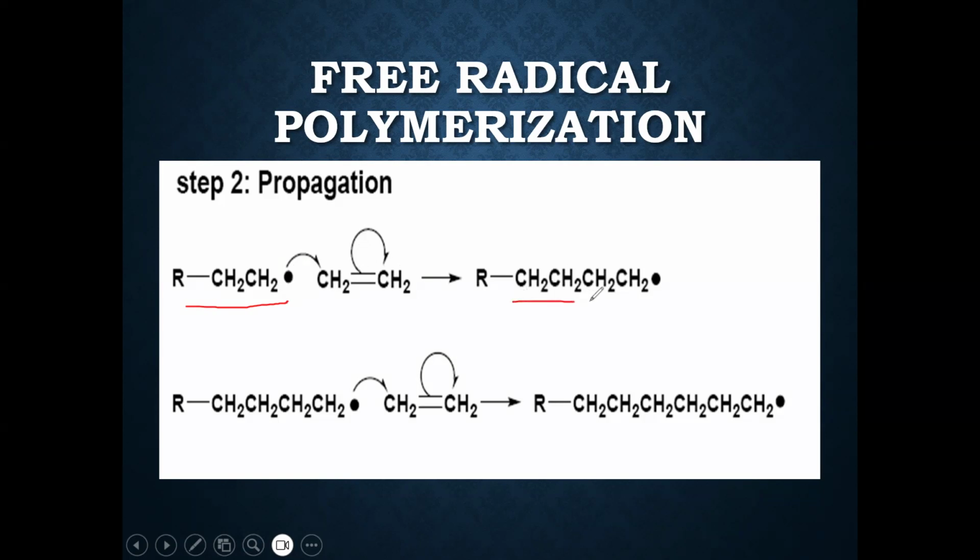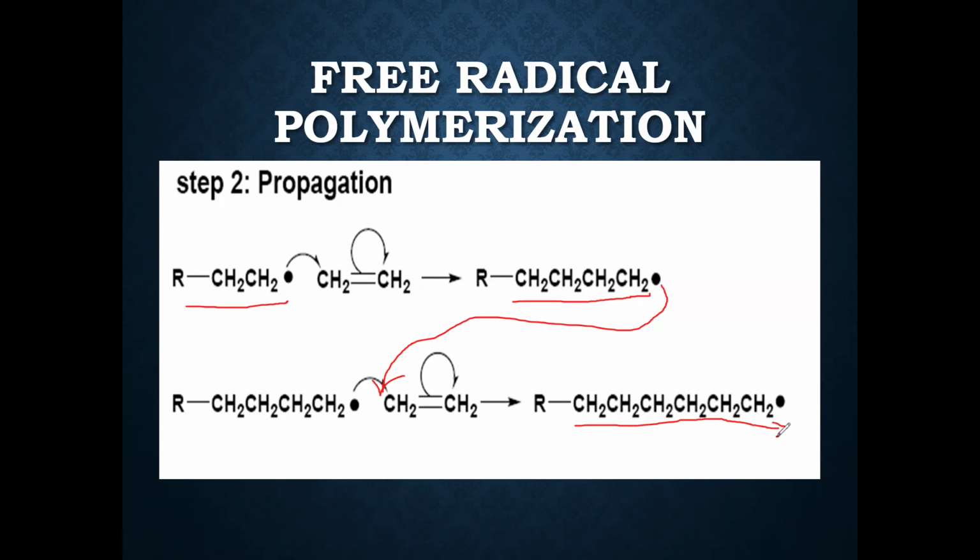and the length of the chain is increased, and the free radical will be at the terminal of the chain to be ready for interaction with another monomer, with another molecule of ethylene, and so on. The chain will keep growing and increasing in length by adding more and more monomers, more and more ethylenes. Okay?